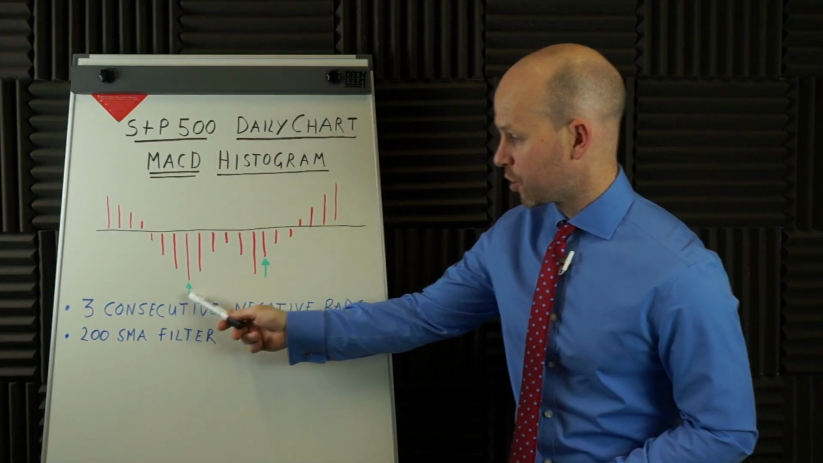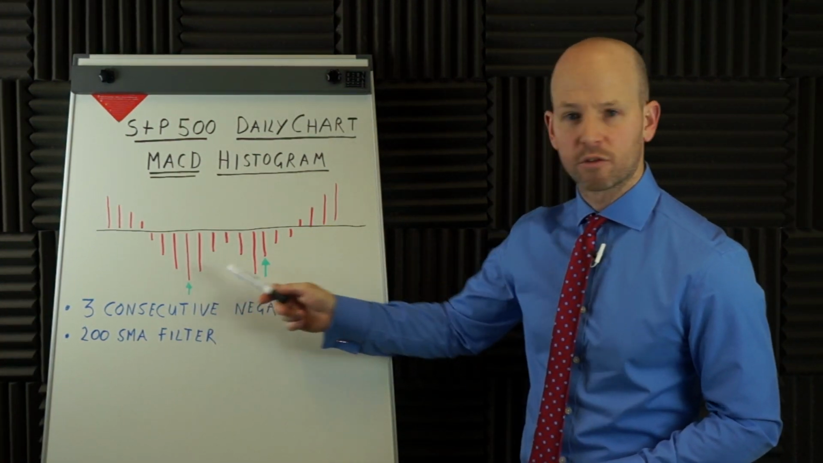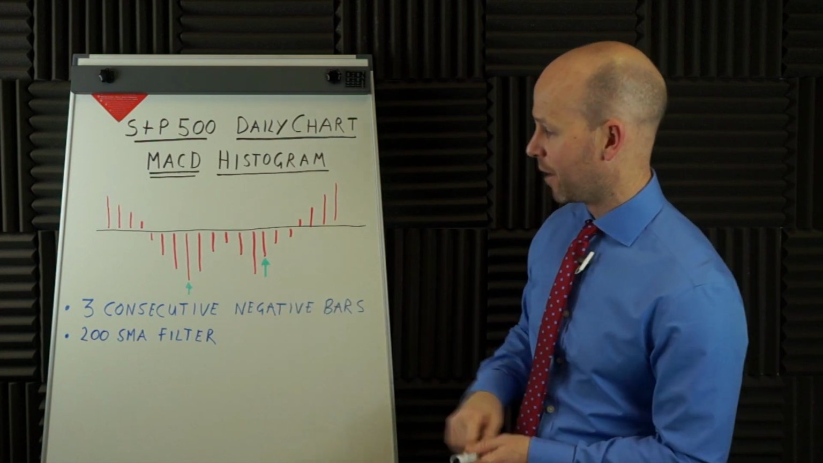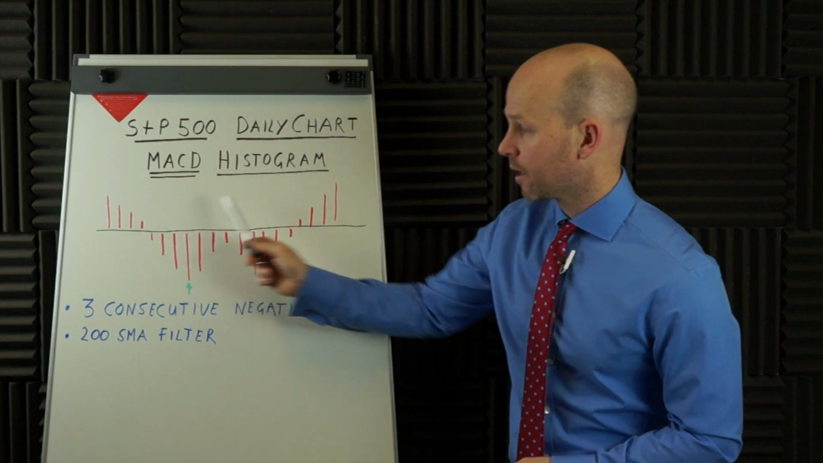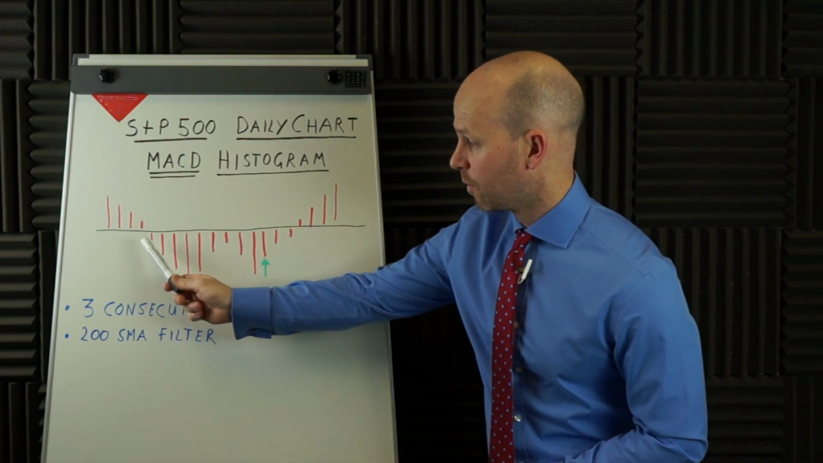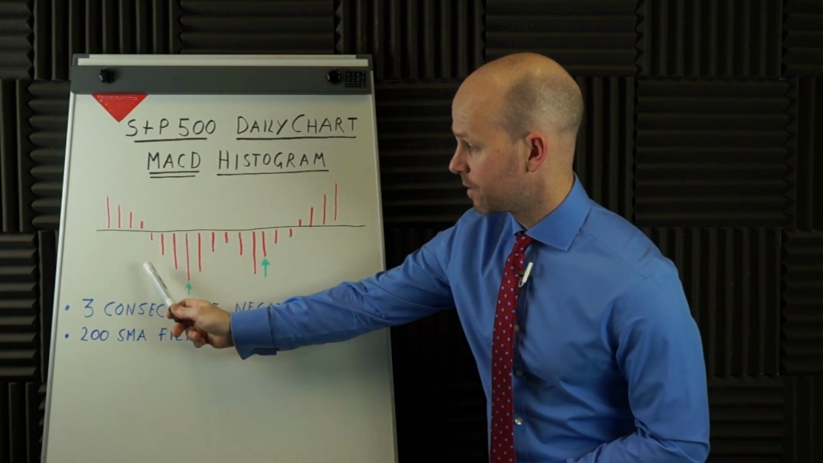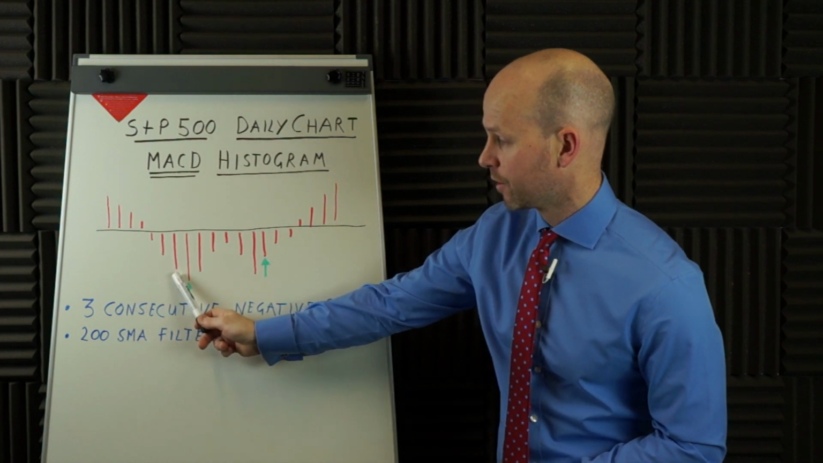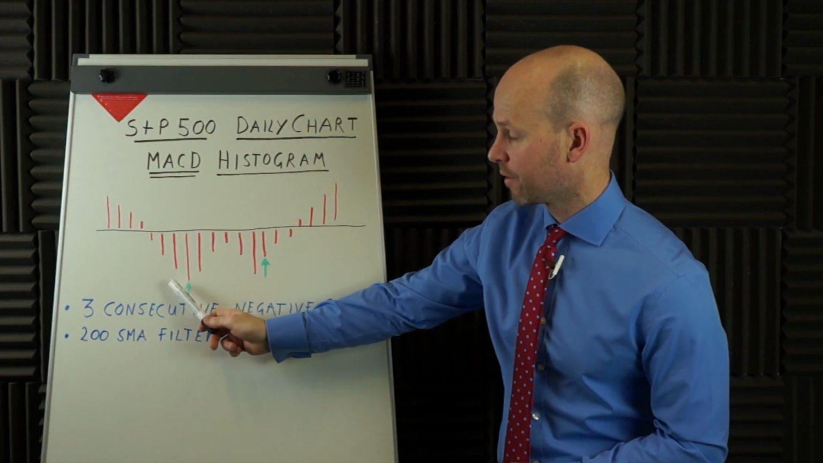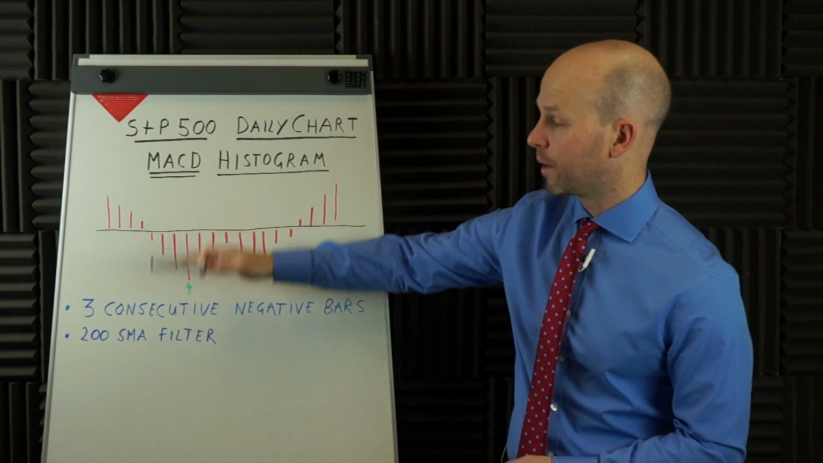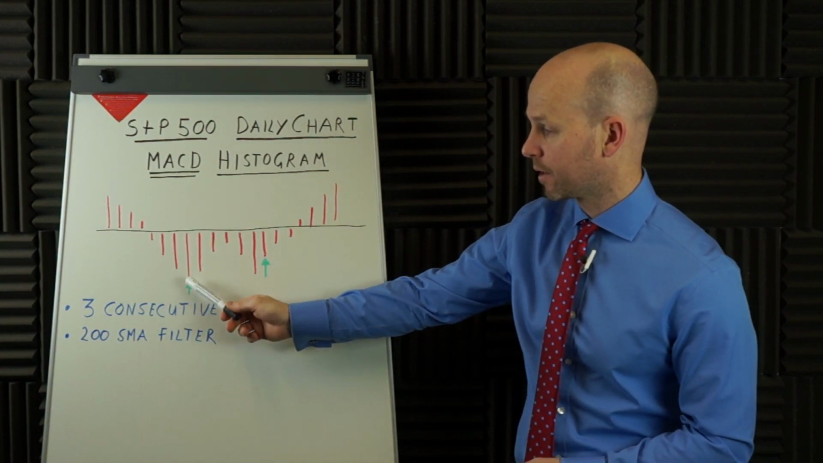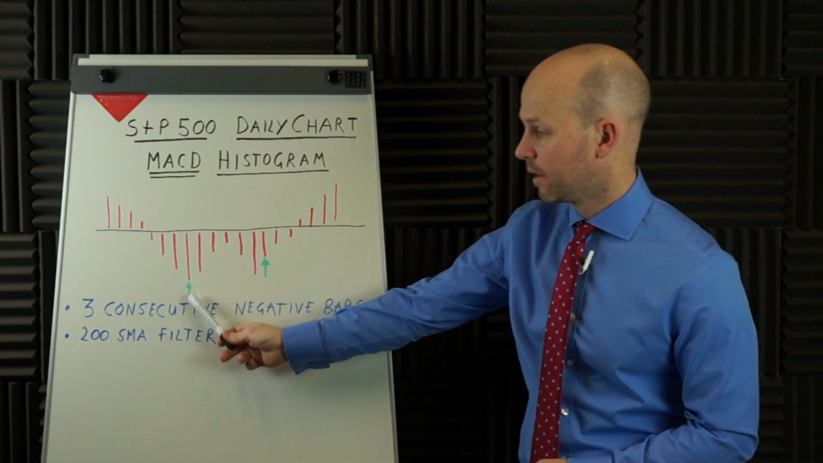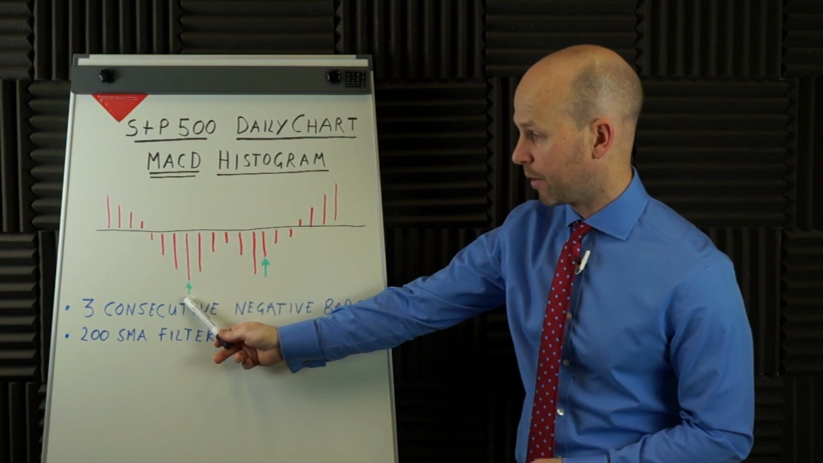You'll notice I've got 2 green arrows here. I don't think the green comes out particularly well on the camera, but we've got 2 green arrows. So what we need to see is 3 consecutive negative bars. So this is number 1, this is number 2, and this is number 3. They're all lower than each other and they're all negative. They're all below that center line. Once we've got those 3 negative bars, we enter the market at the open on the next bar. Here's where the green arrow is to buy.